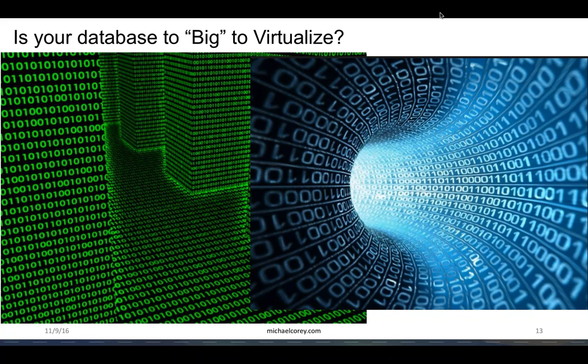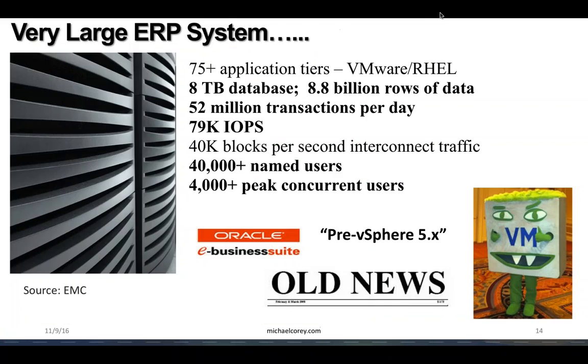And in fact, I would then put this up, and I would say to them, is your database bigger than 75 application tiers? Is it bigger than an 8 terabyte database? Does it have more than 8.8 billion rows? Does it do more than 52 million transactions per day? Is it handling almost 80,000 IOPS? Does it have 40,000 named users? Does it have 4,000 peak concurrent users? Because if it's smaller than this, it can easily be virtualized.